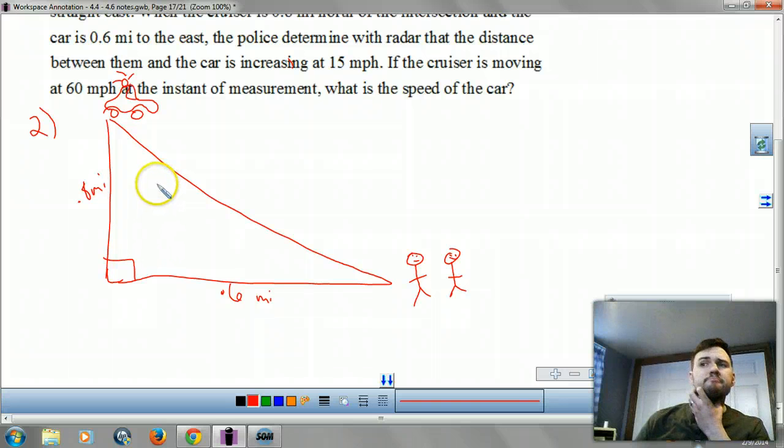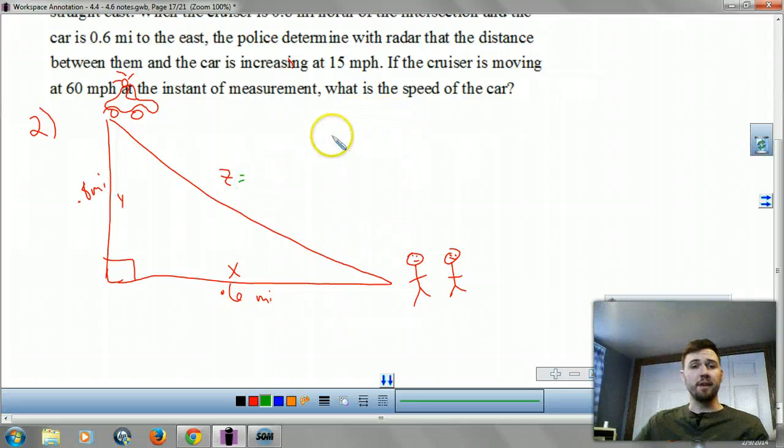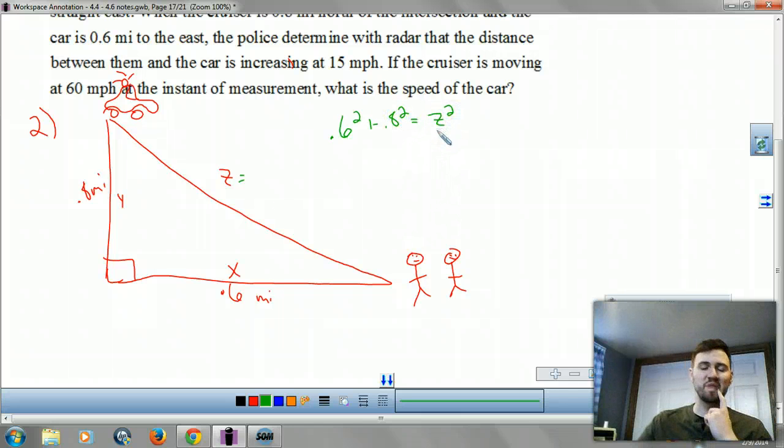Now, I'm going to name these X, Y, and Z, so you guys can kind of see what I'm doing. I know what Z is too, right? Because I can do 0.6 squared plus 0.8 squared equals Z squared. When you do this, you end up getting Z is 1.0. It's a 3, 4, 5 triangle. Pythagorean theorem, right triangle.